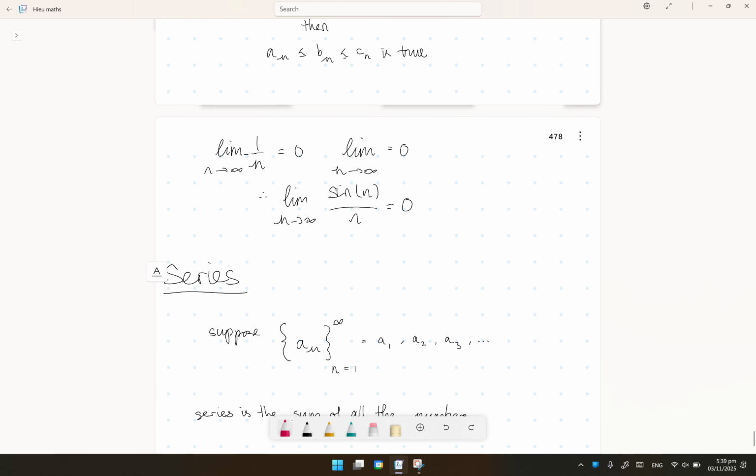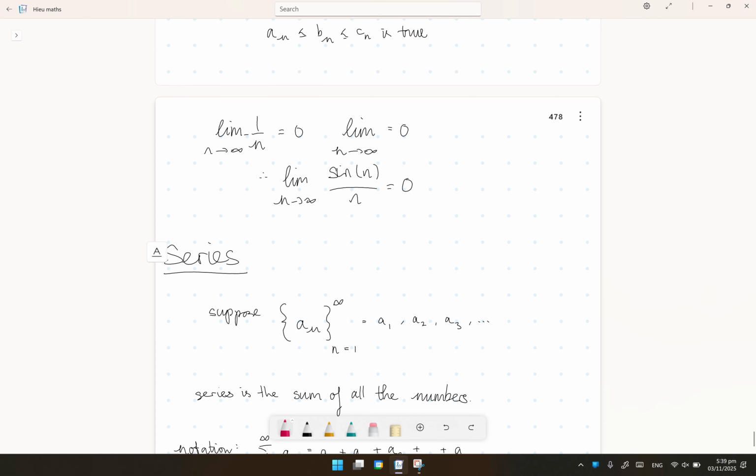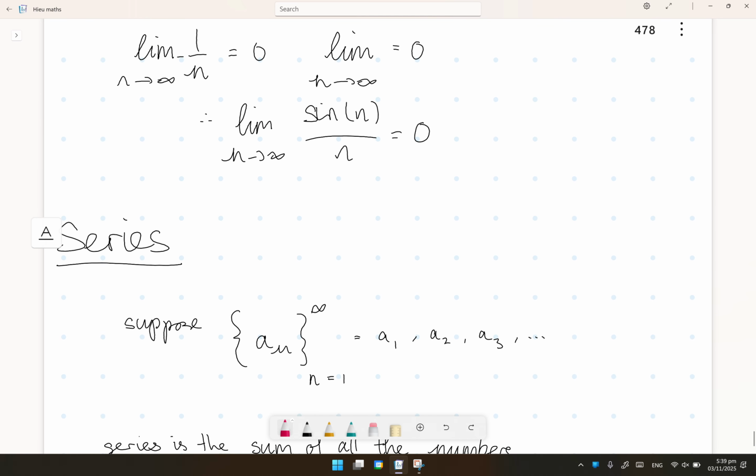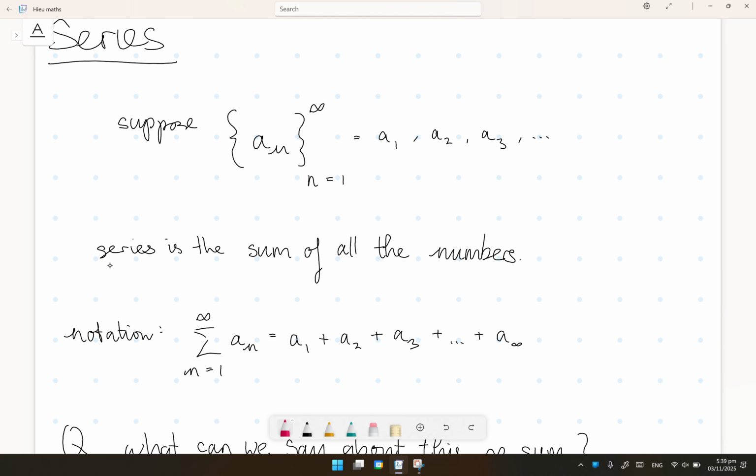Okay, so that's the squeeze theorem done. Now we're looking at series. A series is just the sum of all the numbers in a sequence, right? So if you have a sequence a_n, with n equals 1, so it starts from term 1, term 2, term 3, and it goes until infinity, the series of this sequence is just the sum of all the numbers in it.